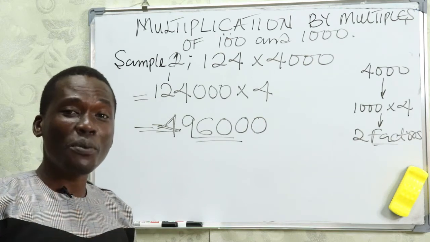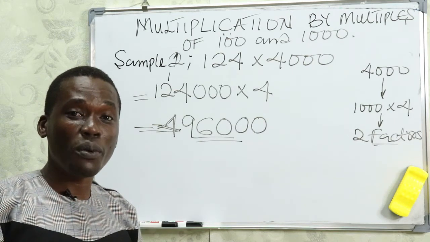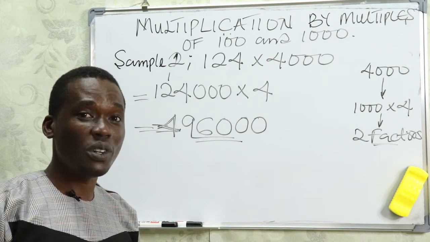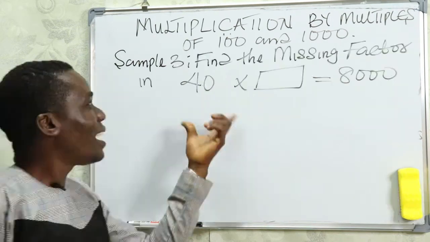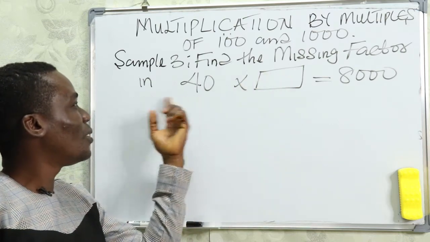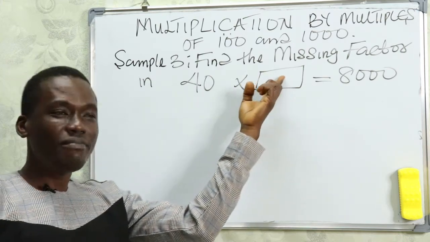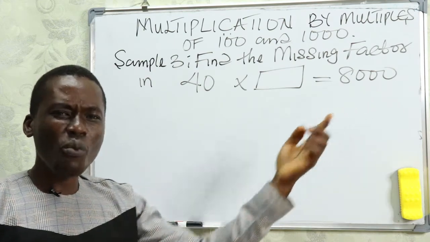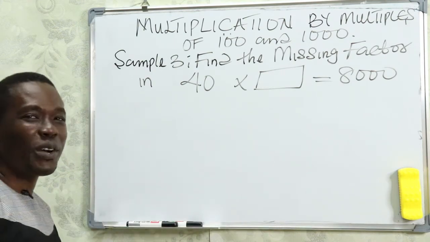Now I'm going to show you a third question, a third sample. Now this third sample is going to be more like a puzzle, and you will be asked to find a given value. You want to know what it is? Let's look at sample 3. Asked to find the missing factor in 40 times missing equal to 8,000. Now what do we do when you are given a question like this?